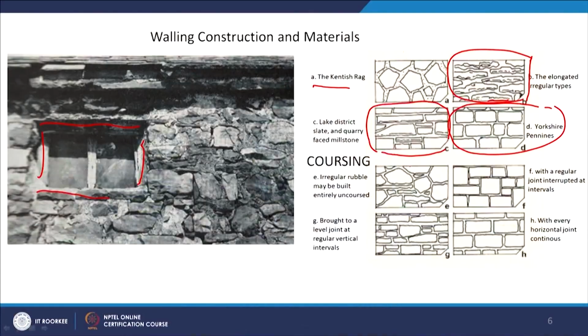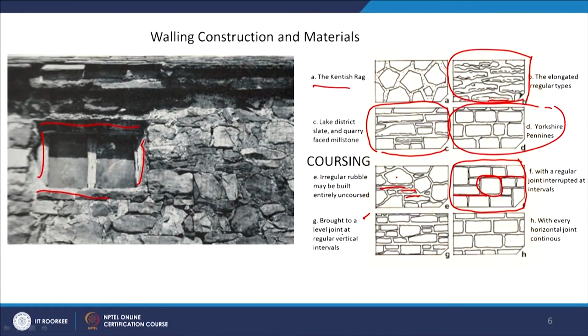So when it comes to the coursing, you see that it's an irregular rubble, but it is entirely uncoursed. There's no proper order, but in between you have a flat slab which gives a kind of bonding. Whereas in this picture, what you see is a regular joint interrupted at intervals. So you can see here it's a regular joint, but in between it is interrupted. So you keep a big stone and then that breaks it, so that gives a kind of bonding.